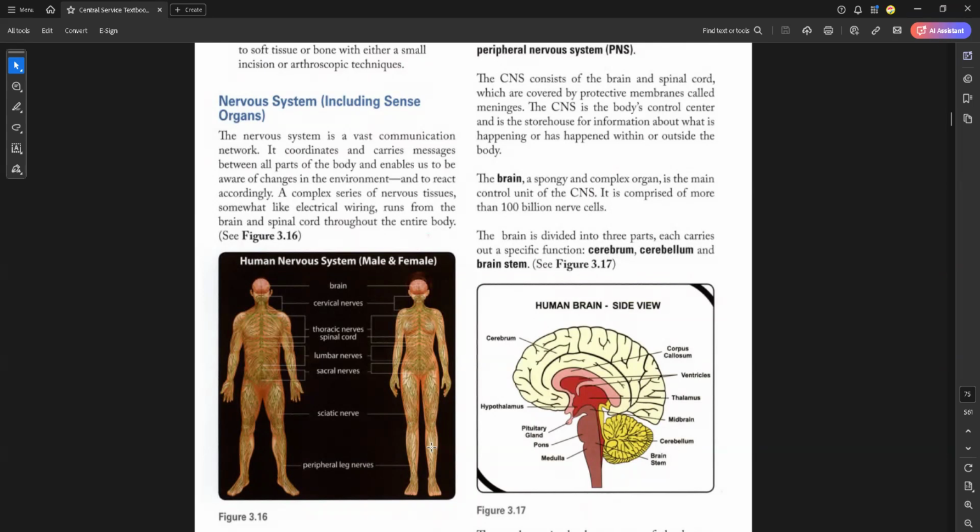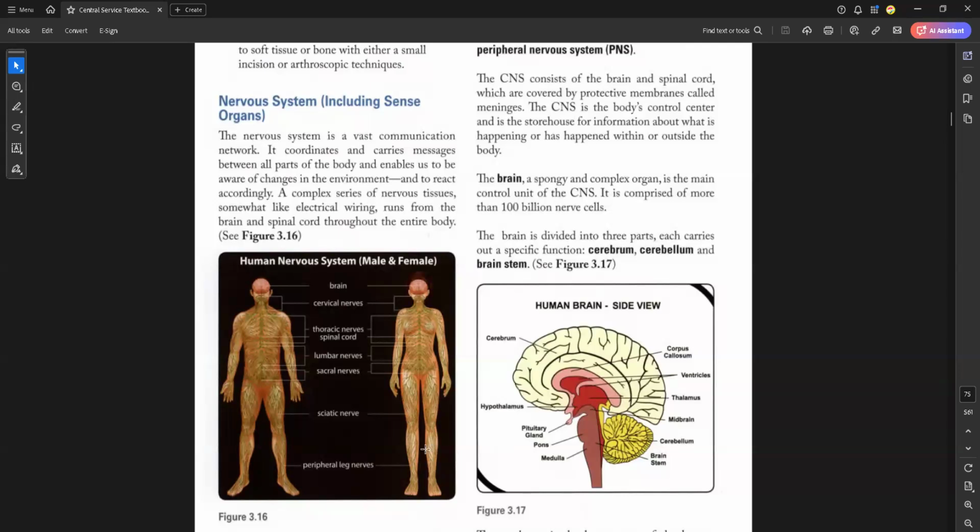Whatever I'm talking about right now, I'm talking about the nervous system. So I'm going to read something, the fourth line, under the nervous system. It coordinates and carries messages between all parts of the body, enables us to be aware of challenges in the environment and to react accordingly. So your reaction to the pow is that you're going to hide in your closet. The reaction to the eye seeing a snake is that you are going to run out and call for help for someone to kill the snake.